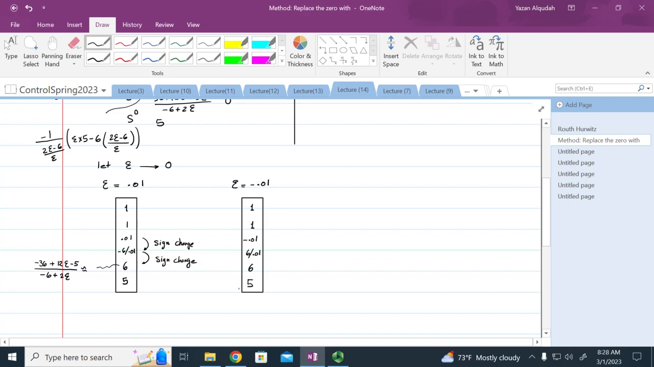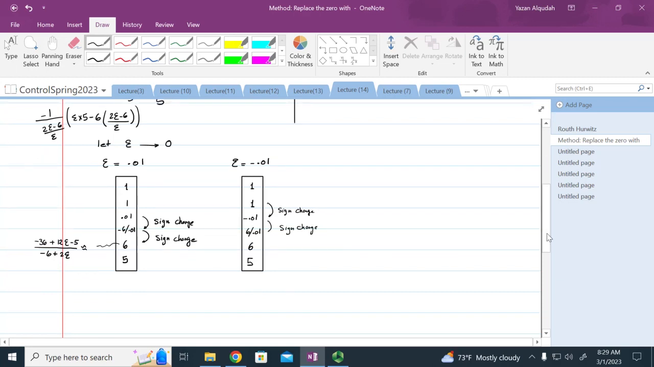Together? How many sign changes do we have? 2. And therefore, since we have 2 sign changes, whether we're approaching epsilon from the right or left, we conclude there are 2 sign changes, and therefore there are 2 roots that are in the right half plane.